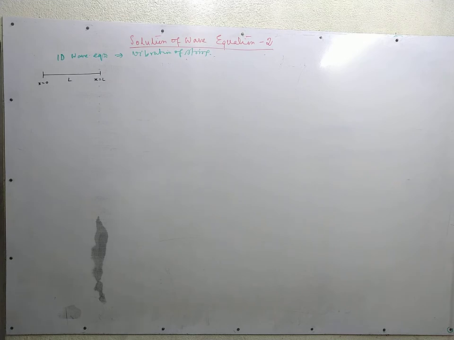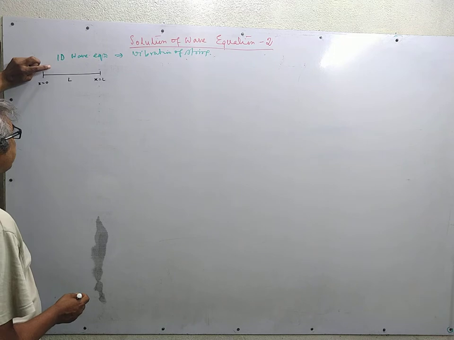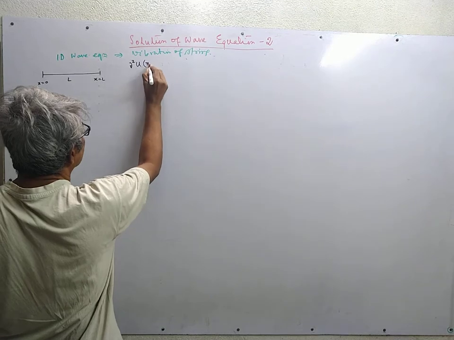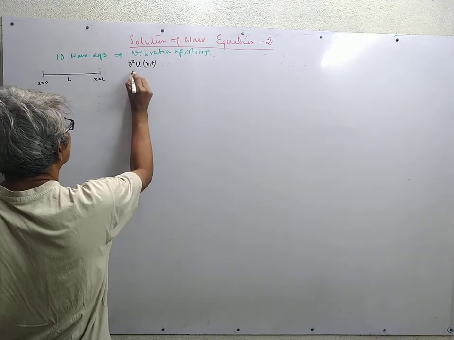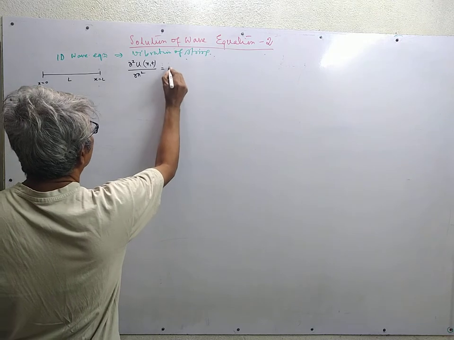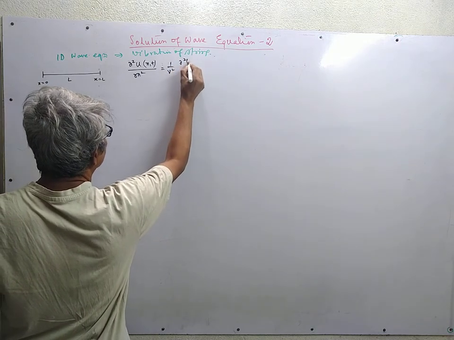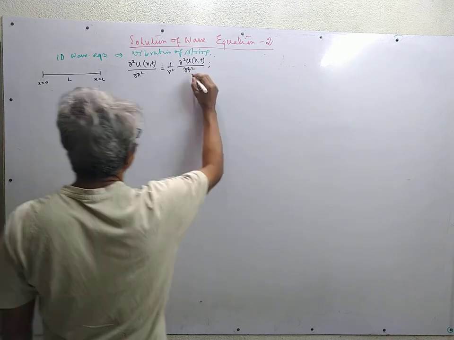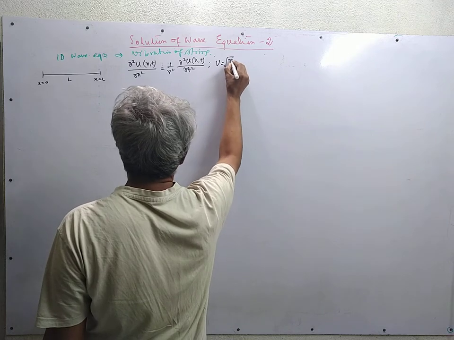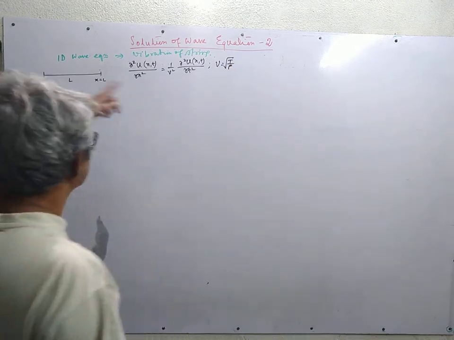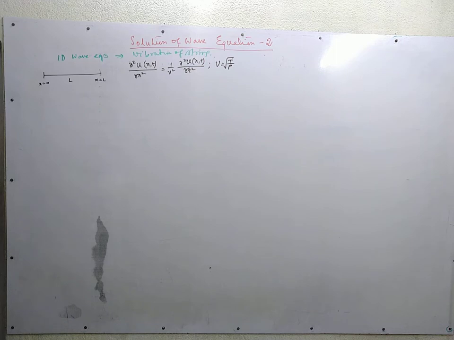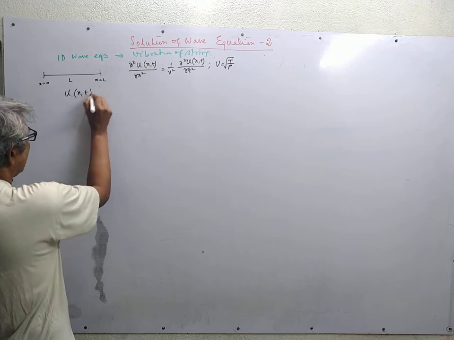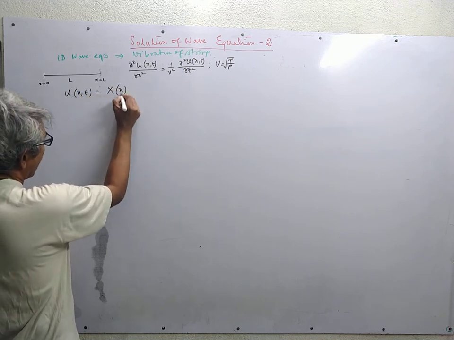The transverse vibration as set up in this string satisfies the one-dimensional wave equation, del 2 u by del x2 equals 1 by v squared del 2 u(x,t) by del t2, where the velocity of the wave in the string is given by root over T by rho. T is the tension in the string and rho is the mass per unit length of the string. To solve this equation, we use the separation of variables technique and we write X(x) and T(t).